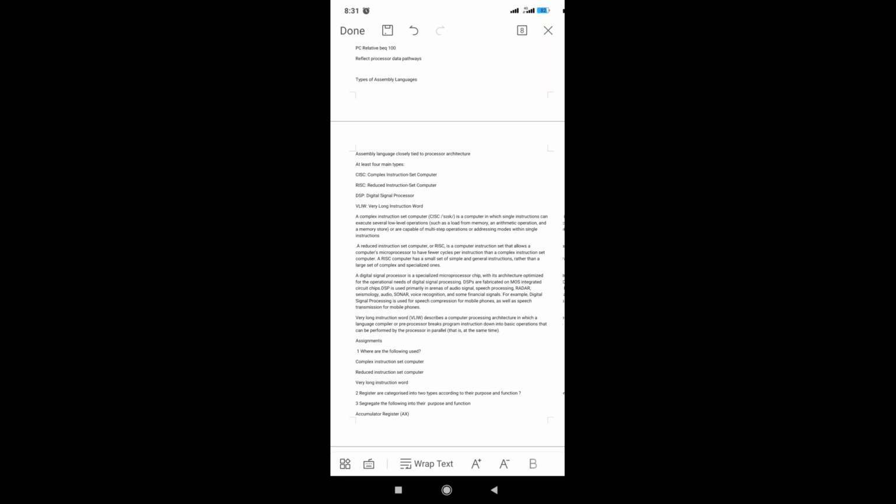Then the third type of assembly language here is your digital signal processor. A digital signal processor is a specialized microprocessor chip with its architecture optimized for the operational needs of digital signal processing.